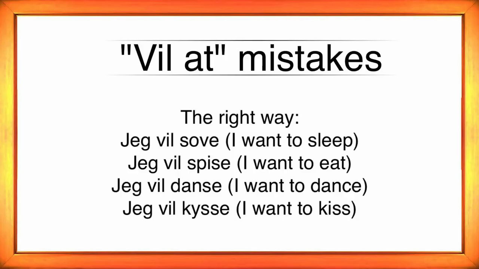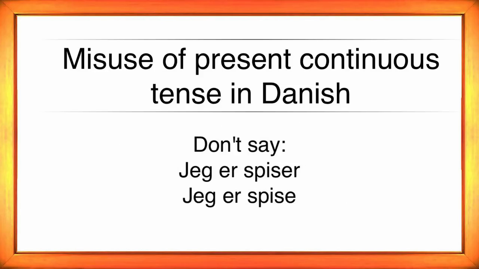Okay, the next one is also a big mistake, and it's especially for American students or any native English speaker. Misuse of present continuous tense in Danish. And the present continuous tense is something you have in English and actually many languages. I know that Spanish has it too, which is like I am doing, or I was doing, or you were doing, stuff like that. You have the verb like am doing, or was doing, eating, sleeping, etc.